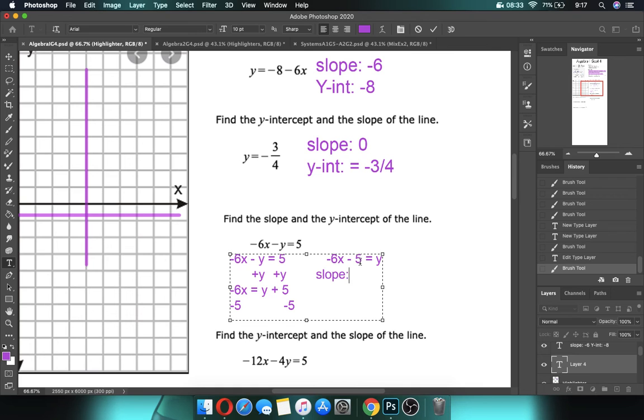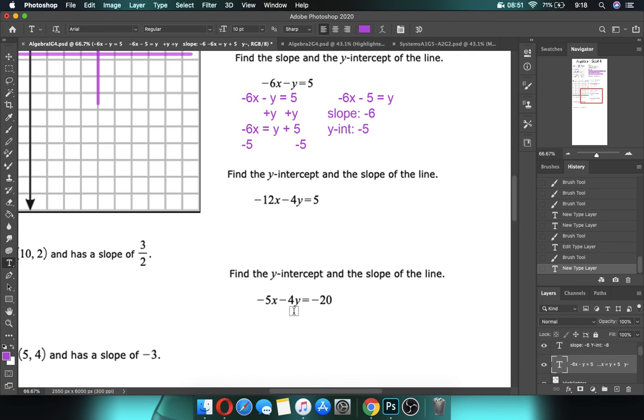So, in effect, what's our slope? Well, what's the number next to our x? -6. Awesome. All right, what is our y-intercept? Well, what's the number by itself? -5. Ta-da! And it was done in what? Two steps? That's not bad.